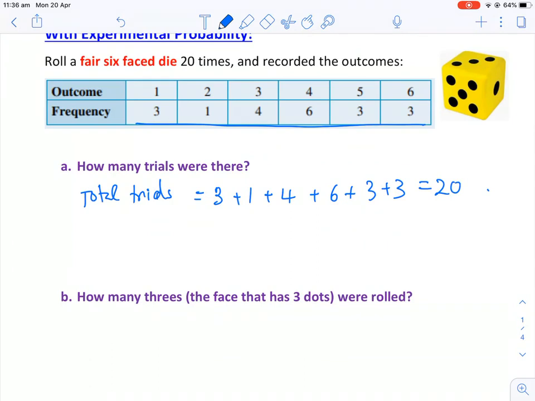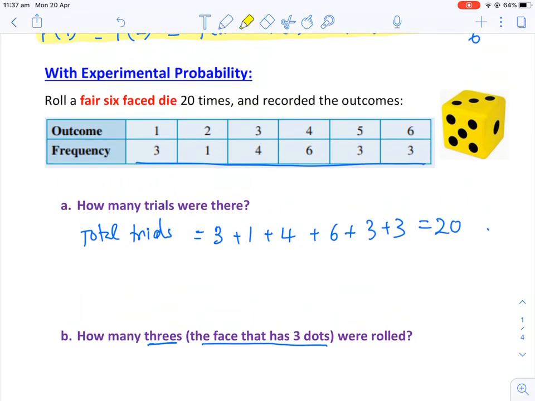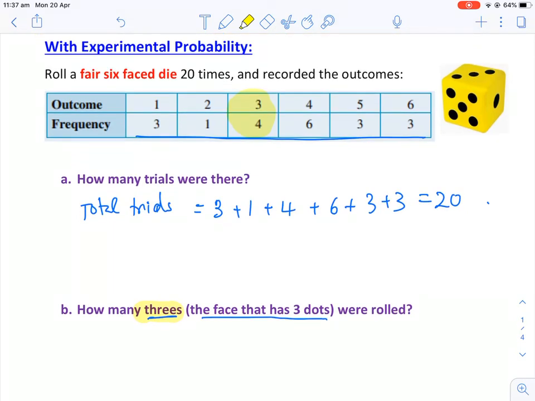Question B: how many threes? It means the face that has 3 dots was rolled, or was up. Look at this table and look for the outcome 3. Your favorable outcome here is 3. So there are 4 times that the 3 was rolled, so your answer is 4.